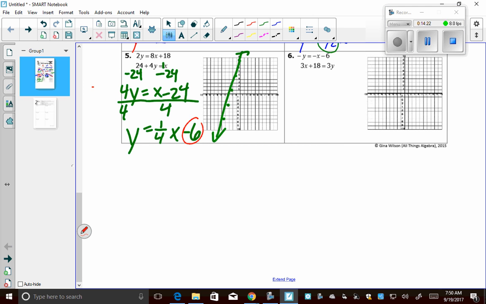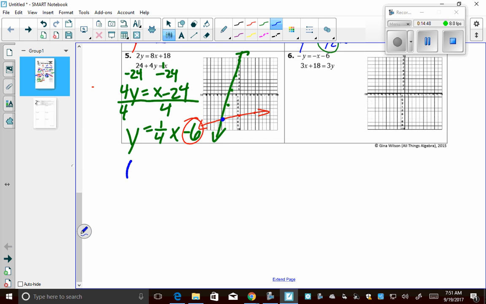Now, I'm going to put a point at -6, which looks to be about right there, and then I'm going to go up 1, right 4. But that doesn't give me any closer to my graph, so instead I have to go down 1 and left 4 and put a point. And that's where my two graphs cross. Right here at that point.